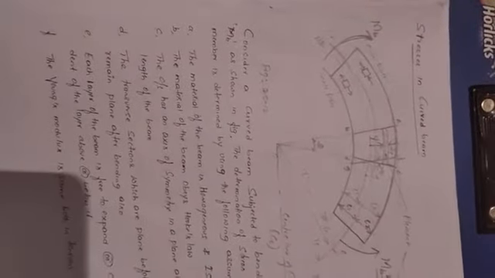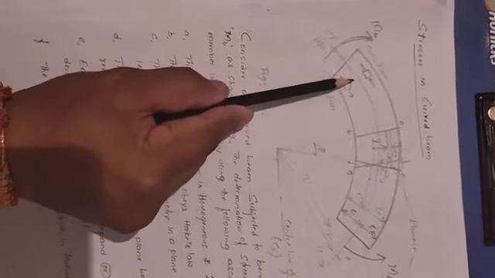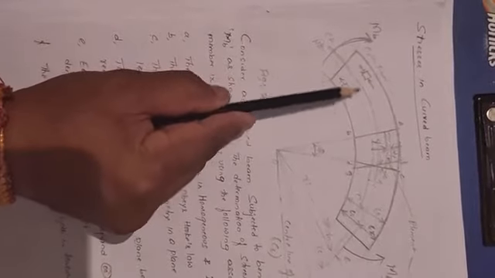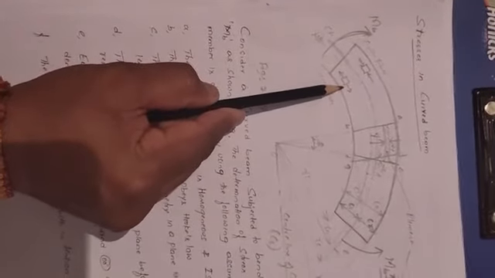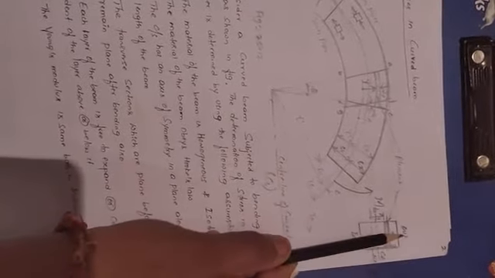Now, when the curved beam is subject to an external bending moment, MB, above the neutral axis the fiber undergoes compression. Below the neutral axis, the fiber undergoes tension. So, if you pass an arbitrary cutting plane, you can see the rectangular cross section. This is the inner fiber, outer fiber, the central axis, and the neutral axis.